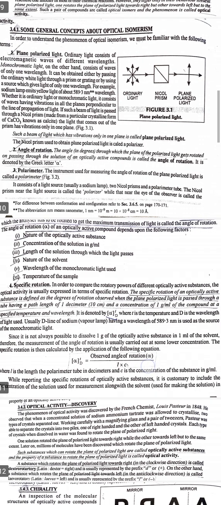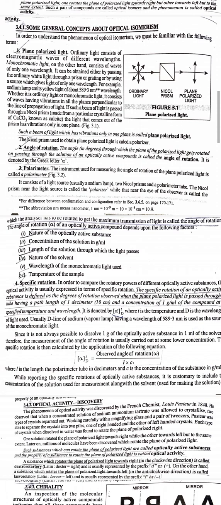Now, the angle of rotation alpha of an optically active compound depends upon the following factors: nature of the optically active substance, concentration of solution in gram per milliliter, length of solution through which the light passes, nature of solvent, wavelength of monochromatic light used, and temperature of sample.